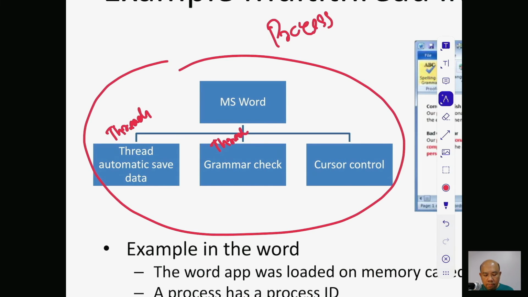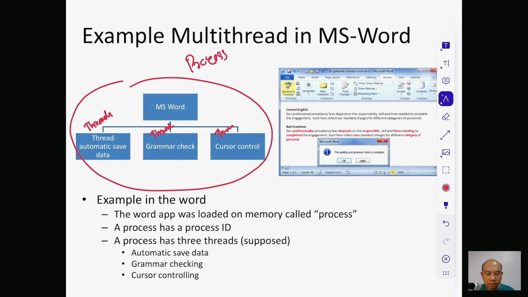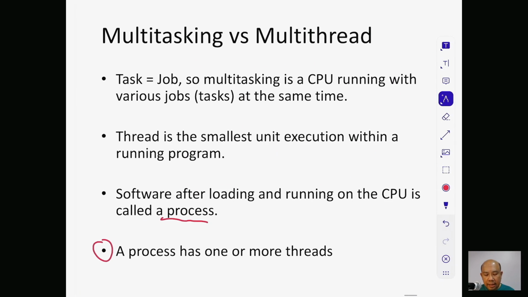does grammar checking, and thread three does cursor control. So here the program has multiple threads. When your system has a multi-core CPU, for example 4 cores, each thread can run on each core, but if there are conflicts in the work, it may run on only a single core. So this is the conclusion about multitasking and multi-thread.